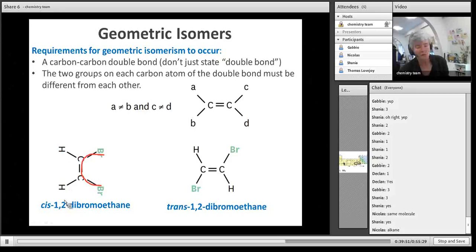Or if I have two hydrogens on the same side, it's cis, but if I have two hydrogens and they're across from each other, it's trans. So just be aware that you don't have to have HBr, HBr for both carbons. They can vary in another group as well.